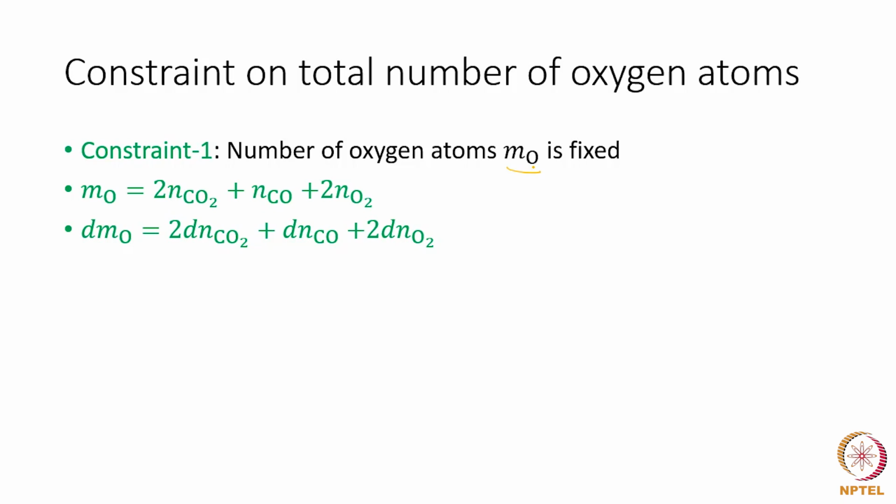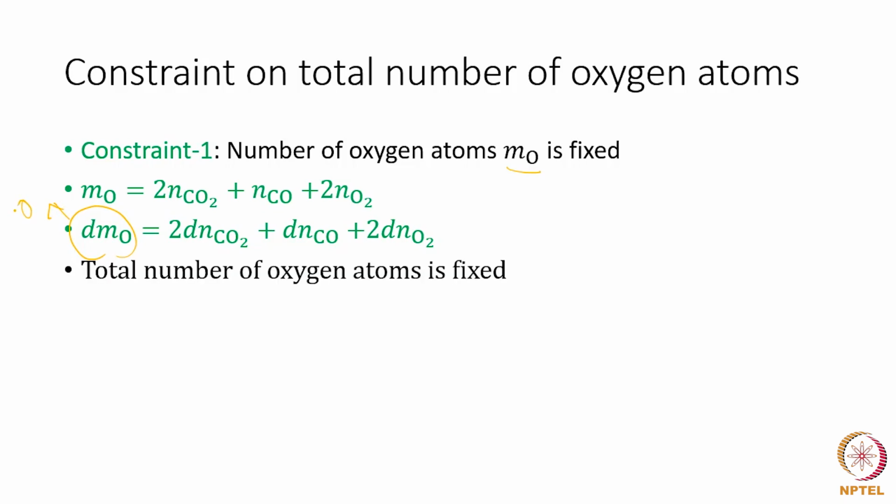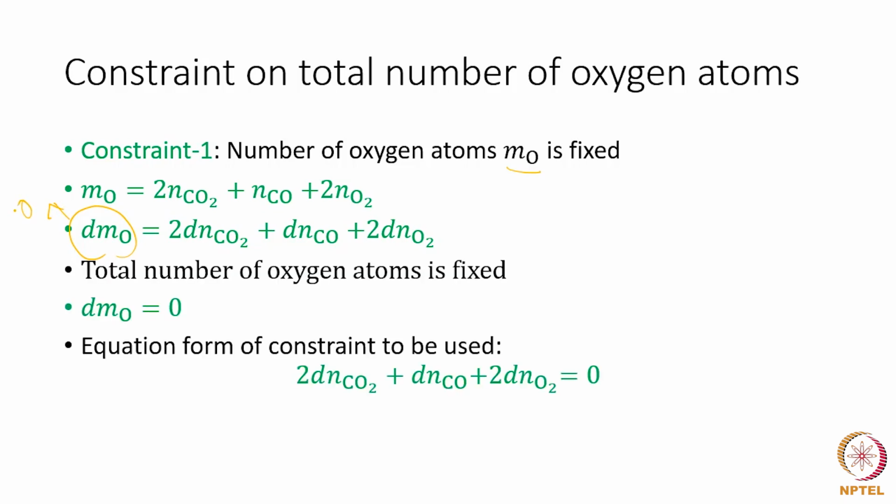But MO is fixed, which means that this left-hand side is 0, which will actually give us the condition which is a constraint coming from the oxygen atoms being constant. So the constraint is given here. The right hand side of this expression is the constraint. 2DNCO2 plus DNCO plus 2DNO2 is equal to 0. So that is one constraint that we have obtained.